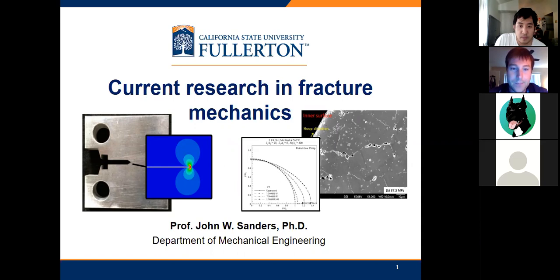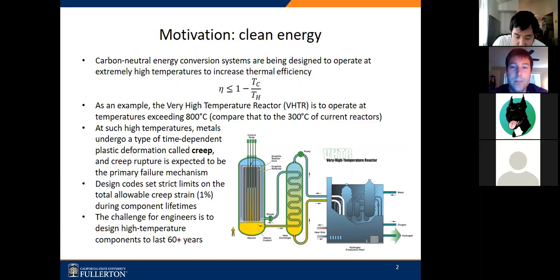To give you some motivation for my research, it's all about clean energy, replacing fossil fuels with carbon neutral energy sources. In the future, all of these carbon neutral energy conversion systems are being designed to operate at extremely high temperatures. You know from thermodynamics that the ideal upper limit on your thermal efficiency is given by the Carnot efficiency, which is one minus T cold over T hot. So the higher T hot is, the higher your upper limit on efficiency is. To give you an example, the very high temperature reactor is so named because it's being designed to operate at temperatures exceeding 800 degrees.